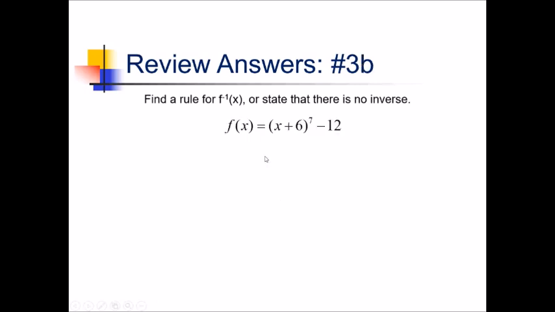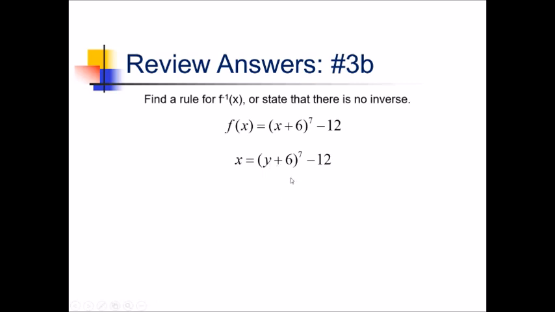For this problem, we're trying to find the inverse. Doing a quick check, there's no absolute value or even exponents to mess us up on this one. So we can go ahead and find the inverse. We'll start by switching the x and the y values and then solving for y. So instead of writing f of x or y right here, I'll write x equals (y plus 6), all that raised to the 7th, minus 12. And now we'll go ahead and solve for y.